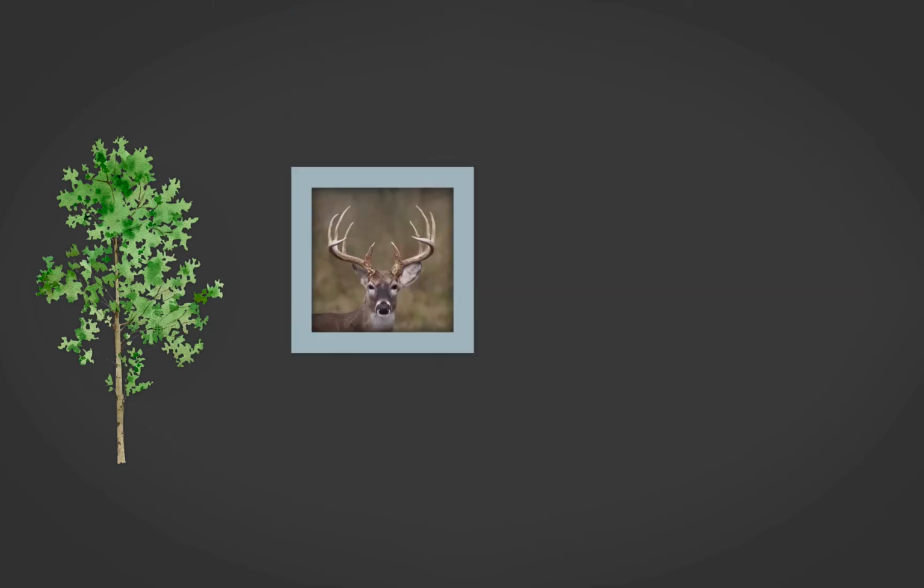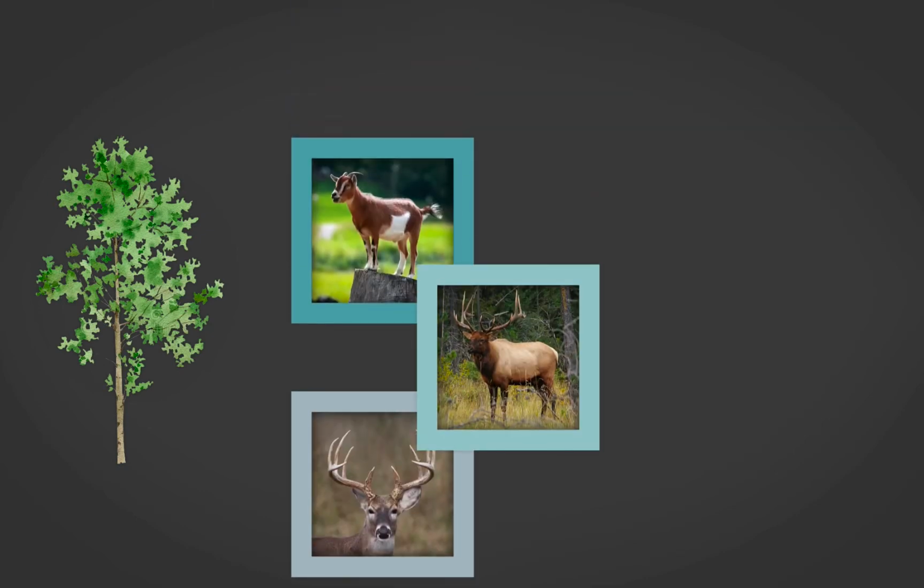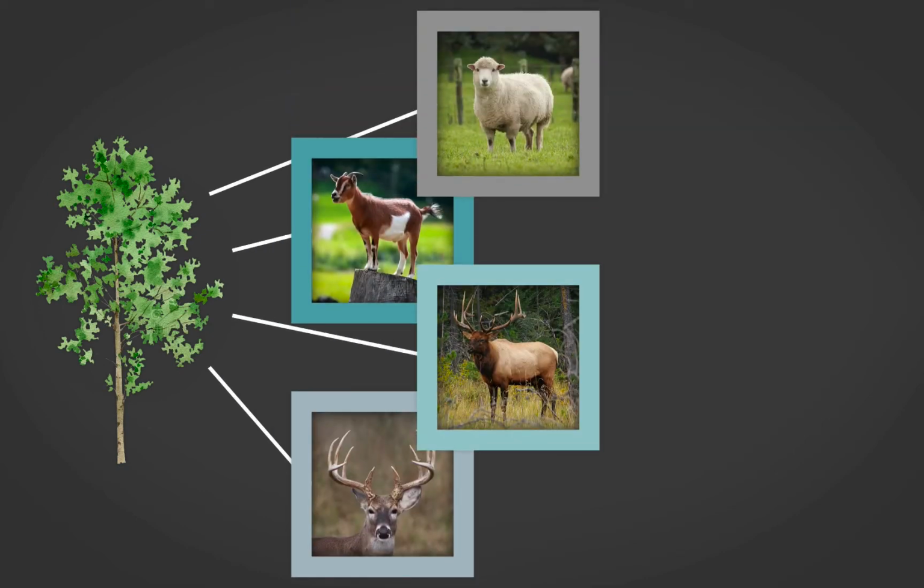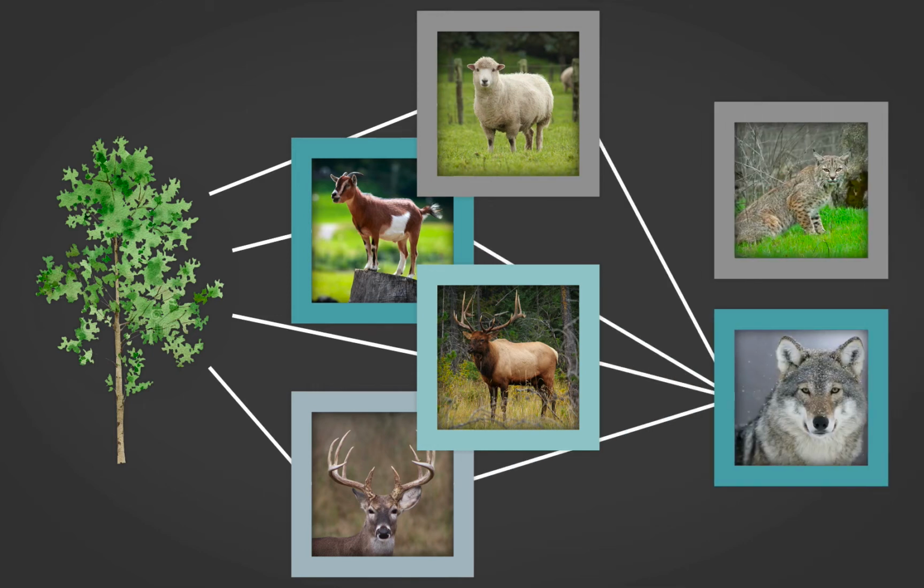Animals such as deer, elk, goats, and sheep typically feed on young quaking aspen, though smaller animals like beavers and porcupines have also been known to eat them. These animals then attract other species like wolves and wildcats, which prey on them.